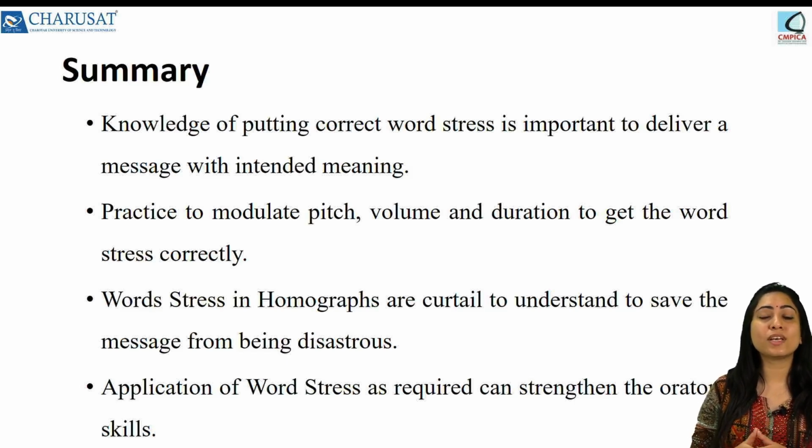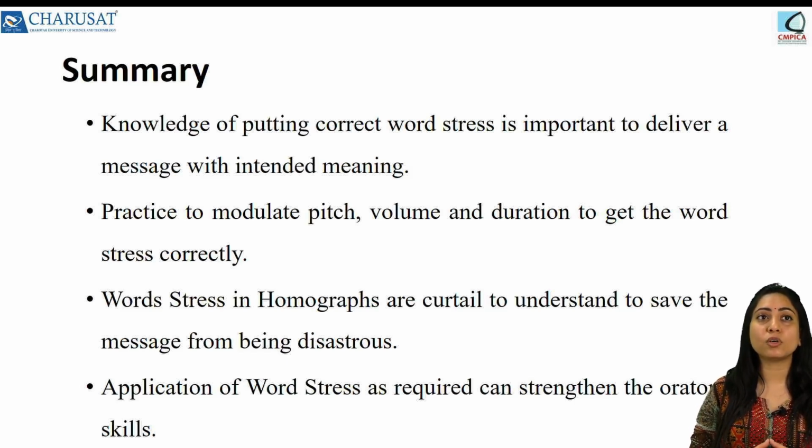It is the word stress that will bring more clarity to what one is trying to say, right? So therefore, to deliver a message successfully, we require the correct knowledge, and therefore we have learned why word stresses are important. We need to understand that we have to practice to modulate our pitch, our volume, and duration to get the word stress correct, right? We need to understand which word we need to pause on. We need to understand where to pause in the particular word itself, right? And that will help us to gain more accuracy in putting the word stress in daily speech.